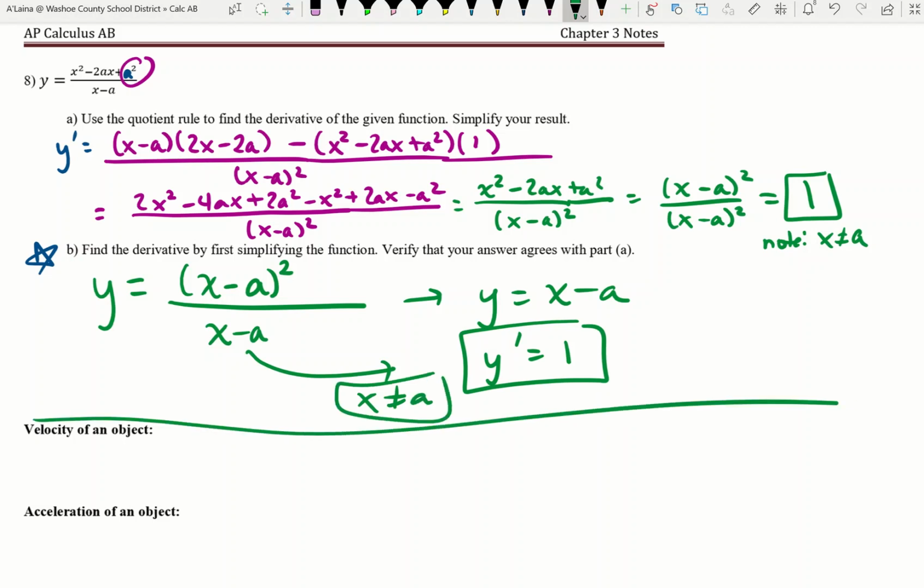You might wonder, like, how much do you need to worry about domain restrictions? I mean, we're not going to mark you down for them, but it is just kind of a good practice for you to notice.